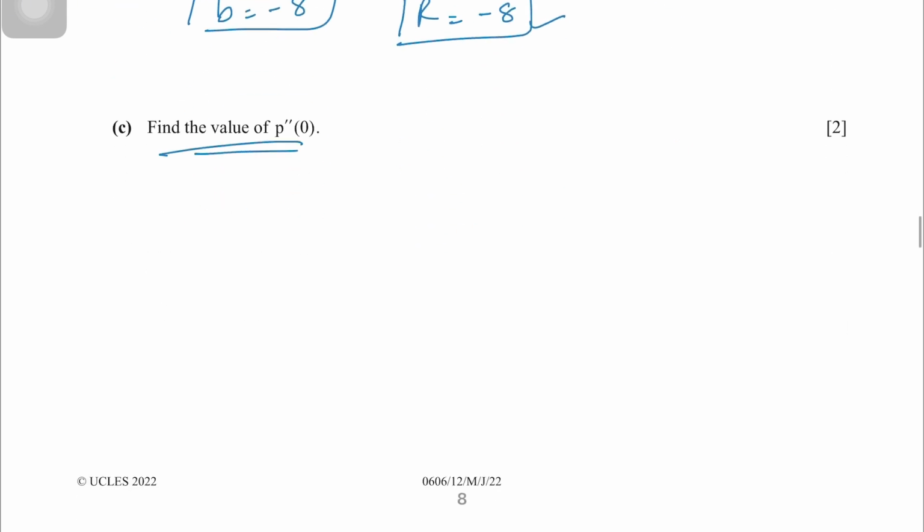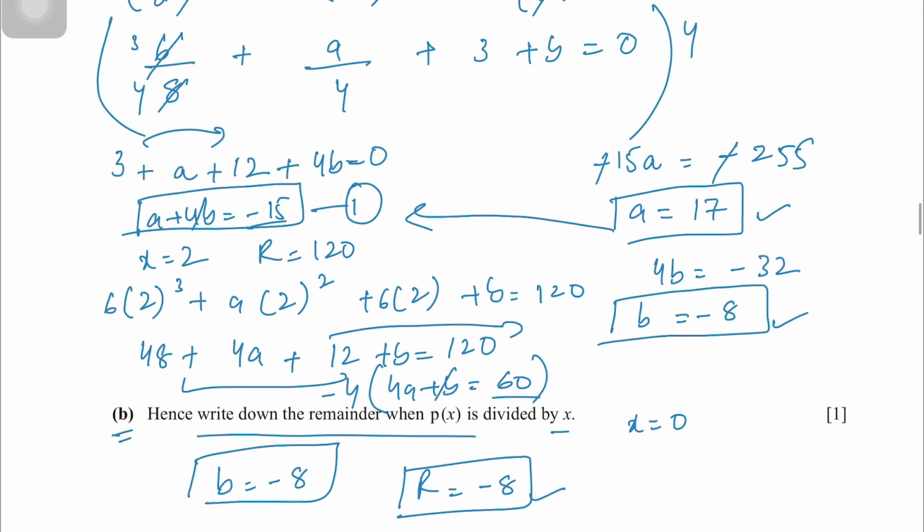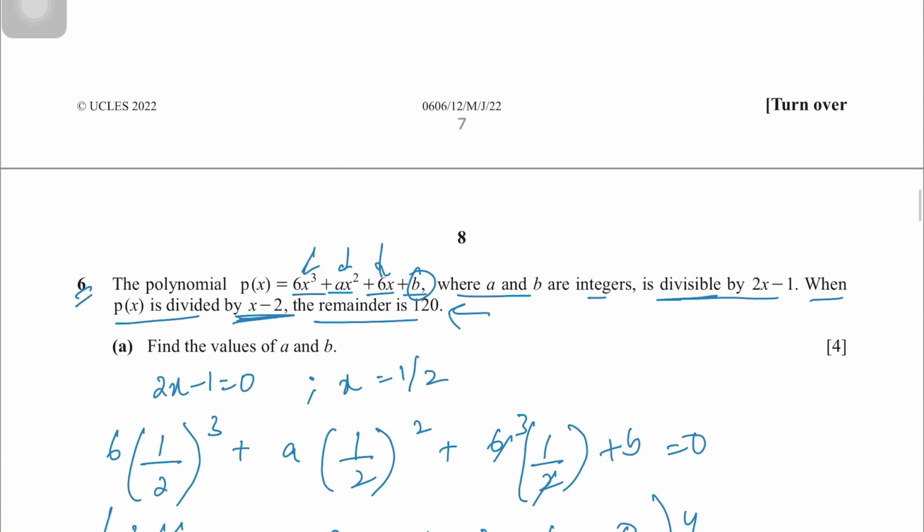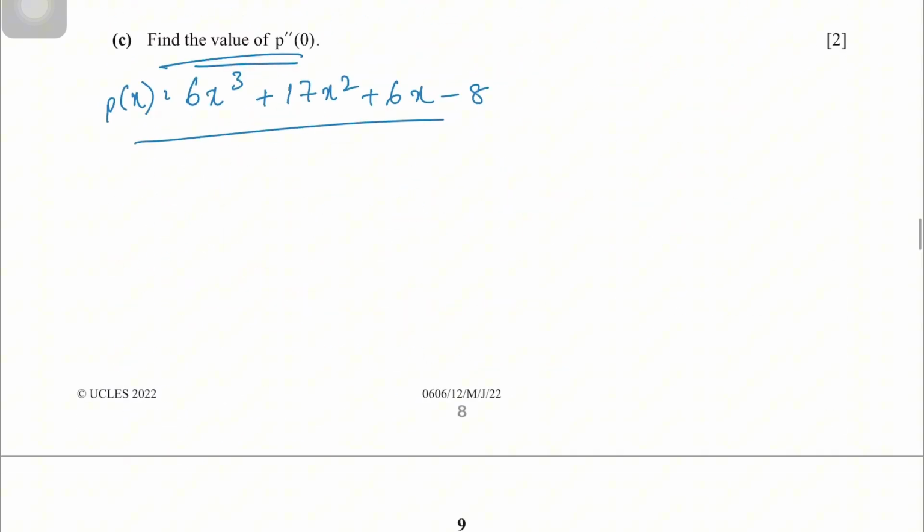Find the value of p double differentiated at 0. We can solve this by differentiating two times. So we have our equation as 6x cubed plus 17x squared plus 6x minus 8 equals 0. This is our p of x basically, right? So this is 17 and this is negative 8. All right, so we have written the equation correctly.